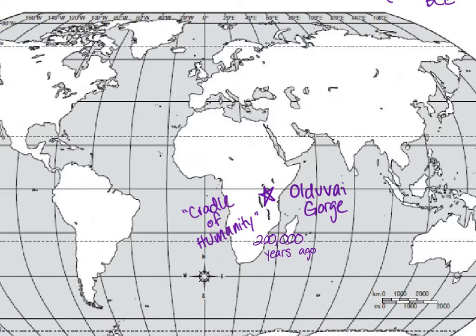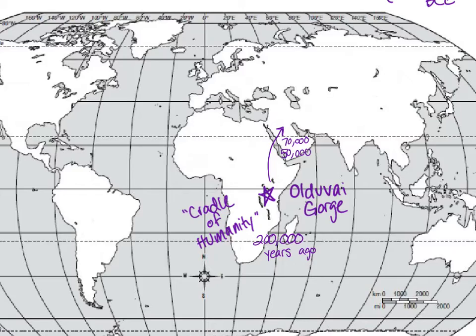Now, we're going to draw an arrow to Saudi Arabia. Remember, Saudi Arabia was on our first sketch map in the Middle East. It's right there on the Arabian Peninsula. This was 70,000 to 50,000 years ago. So over time, from 200,000 years ago to 70,000 years ago, people eventually migrated to the Middle East.